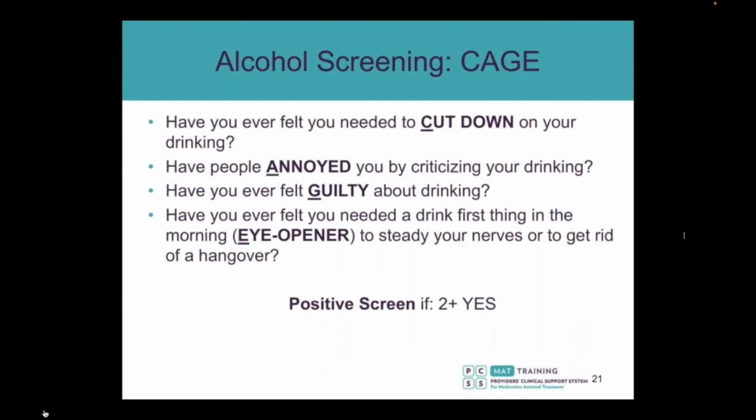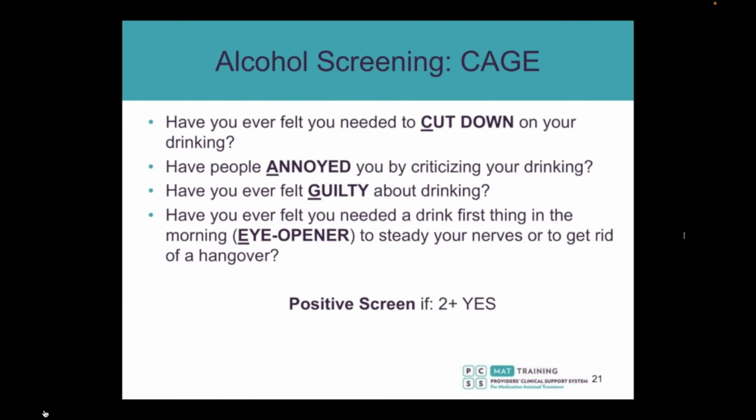I mentioned the CAGE. These are the CAGE questions. As I said, it's a mnemonic. So have you ever felt you needed to cut down on your drinking? Have people annoyed you by criticizing your drinking? Have you ever felt guilty about drinking? Or have you ever felt you needed a drink first thing in the morning to steady your nerves or to get rid of a hangover, which is the eye-opener question? And a positive screen would be 2 or more yes answers to these questions.